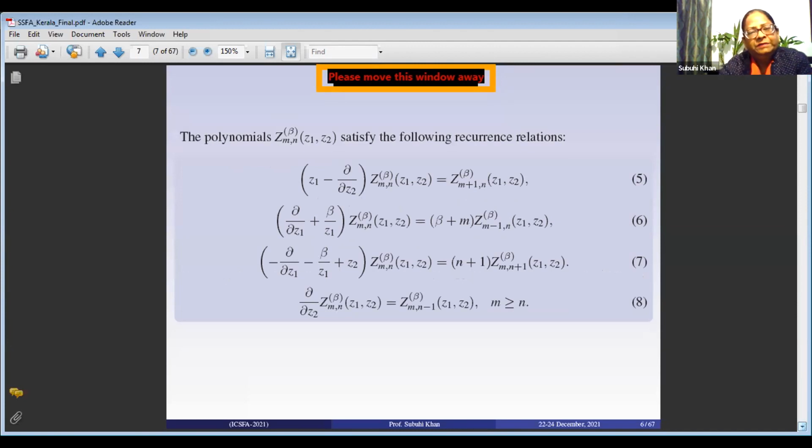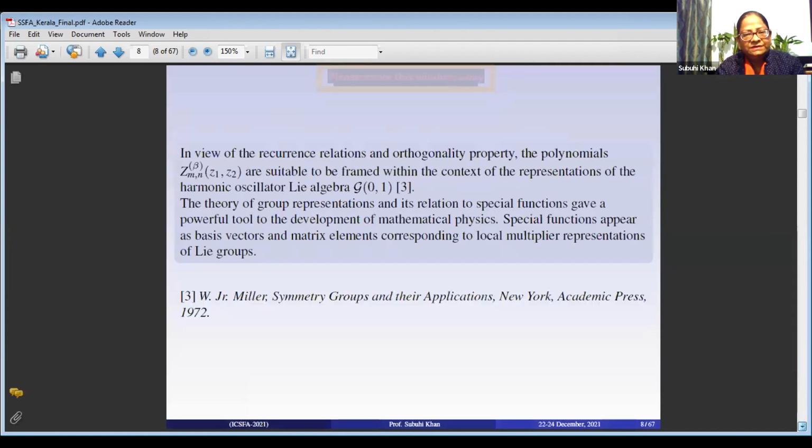For our purpose, we need some recurrence relations, because these are the relations which help us in determining the operators, which we will finally relate with the corresponding groups or Lie algebras. So these are the recurrence relations.